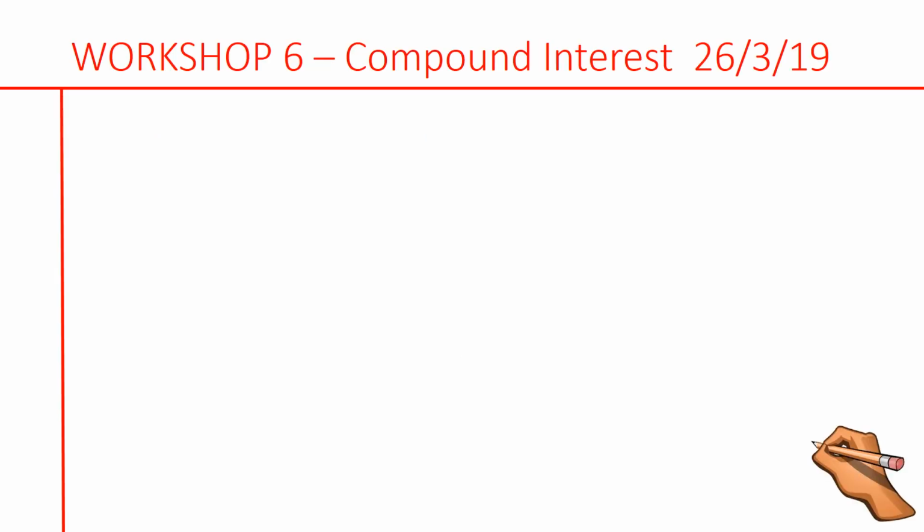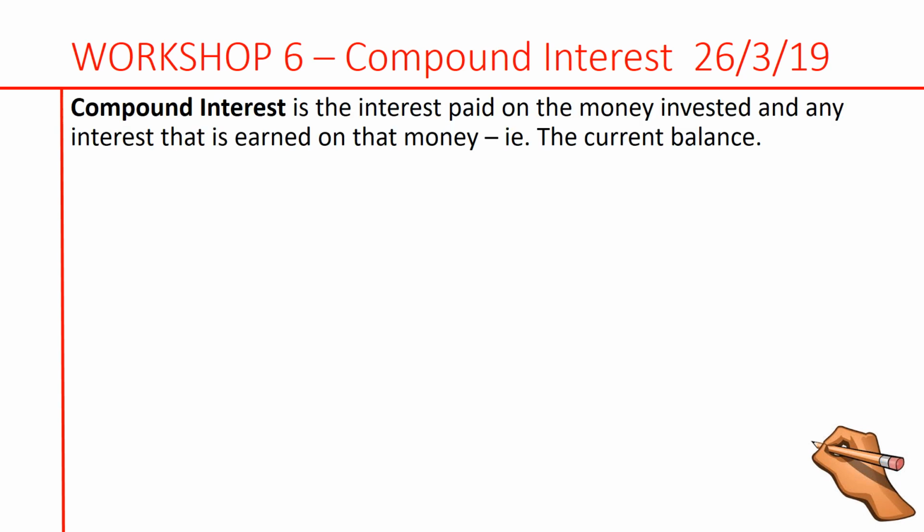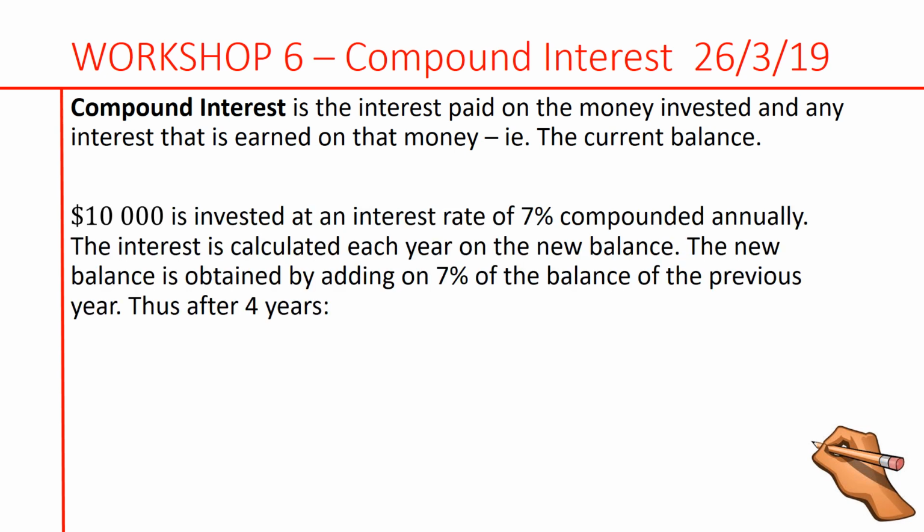Okay, so this part here you need to copy down in your book, so make sure you've got the page ruled and you write down the heading Workshop 6, Compound Interest. So let's start off with a definition. Compound interest is the interest paid on the money invested and any interest that is earned on that money, i.e. the current balance of that bank account. It's helpful if we have an example to have a look at here.